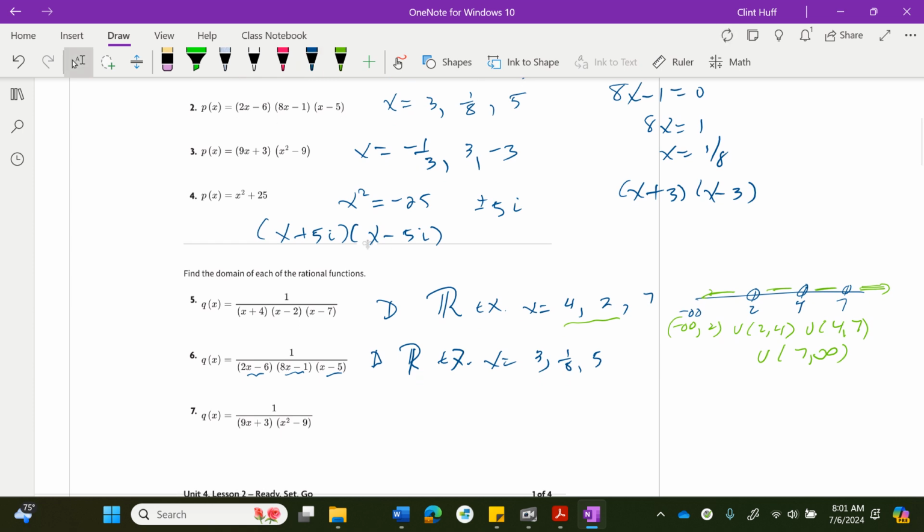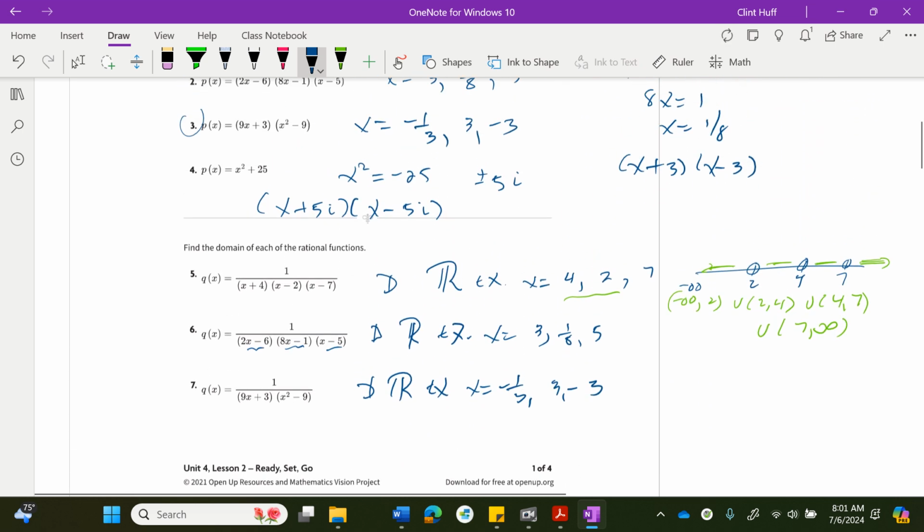So it looks like we're correlating these answers to the answers in the previous section. So on number 7, that's going to relate back to number 3. So the domain is going to be all reals except the roots we got in number 3, which were x equals negative 1/3, 3, and negative 3.